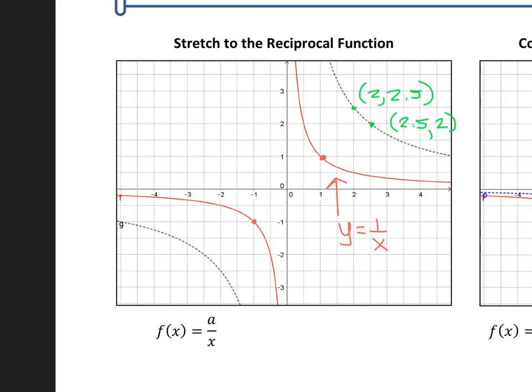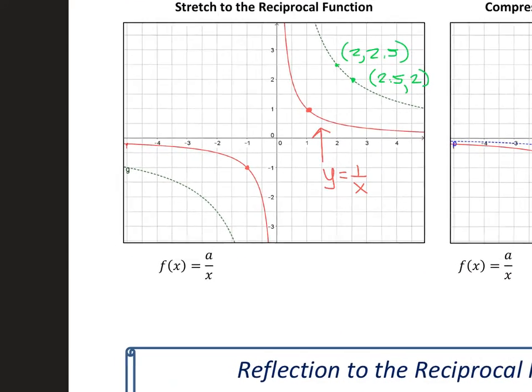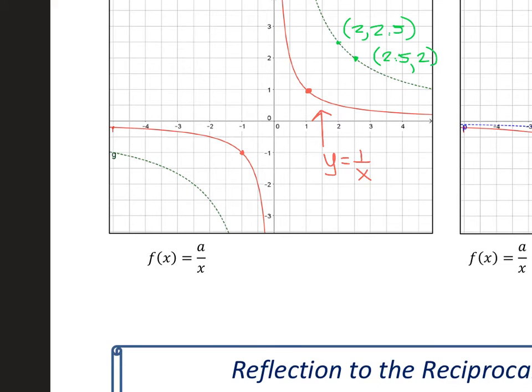So if I take a look at a generalized function here, I've got f of x equals some kind of stretch or compression factor a over x. Instead of a being equal to 1, it's going to be another value. Now, up until this point, in all functions that we've looked at, a is greater than 1 when it's being stretched, and a is between 0 and 1 when it's a compression. And there is no difference in the case of the reciprocal function.